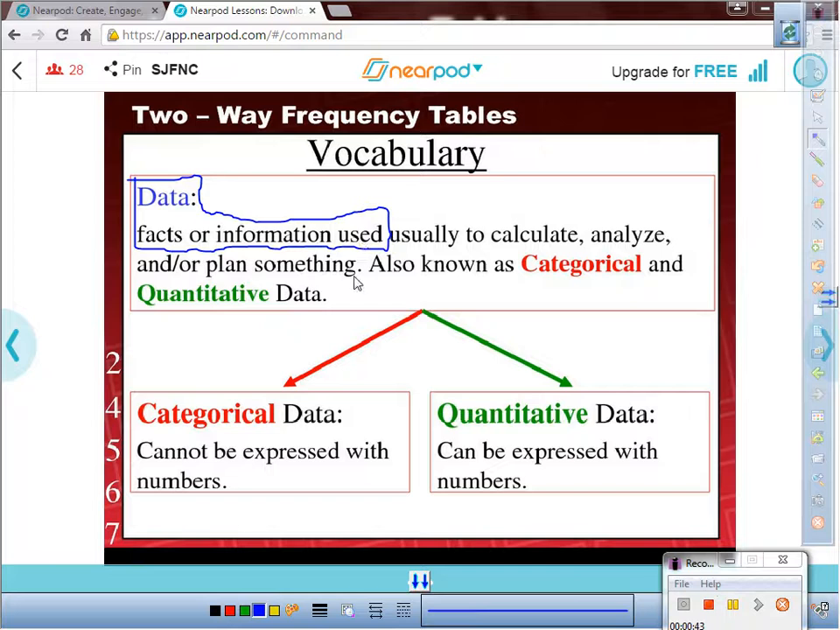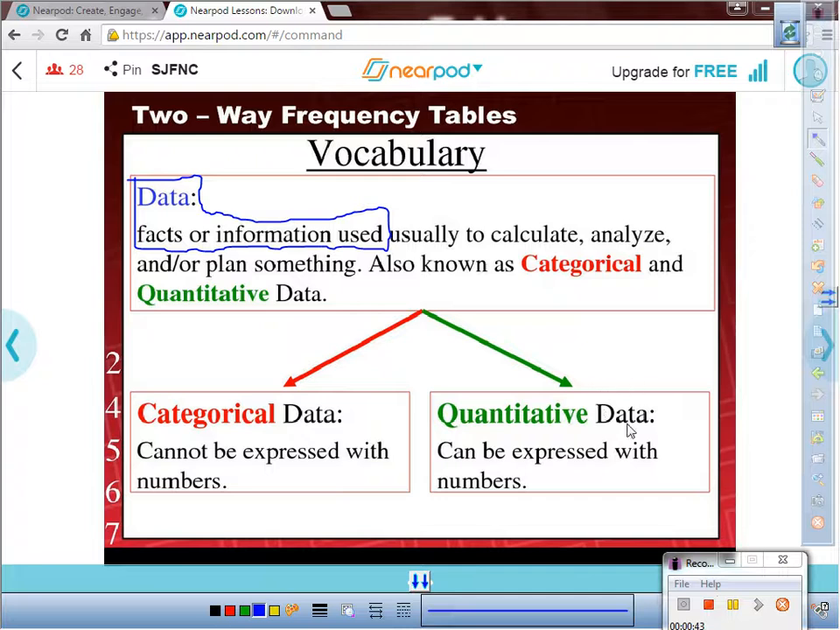Underneath that, the first set of data that we're going to look at is categorical. And underneath that, you're going to write quantitative data, and it's data that can be expressed with numbers. That's the type of data that we're looking at today. The reason I'm going over this lesson today is I want to get us through just vocabulary, because this week we're going to be looking at statistics, and I want us to be refreshed with this vocabulary.